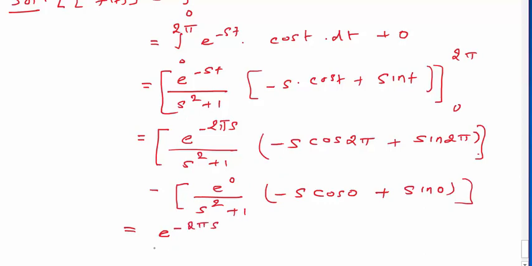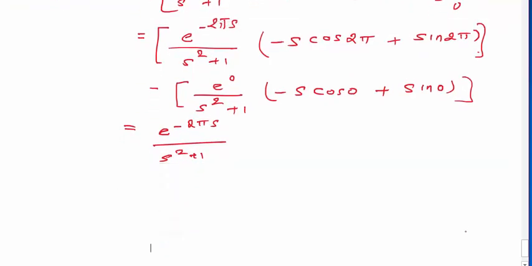This will give me the result e power minus 2 pi s upon s square plus 1. Here cos 2 pi value is 1, so minus s, and sin 2 pi is 0. So forget it. Minus e power 0 is 1, so 1 upon s square plus 1. Cos 0 is 1, so again it is minus 1. So the final answer, now minus s is here, minus s is here, upon s square plus 1 is here.